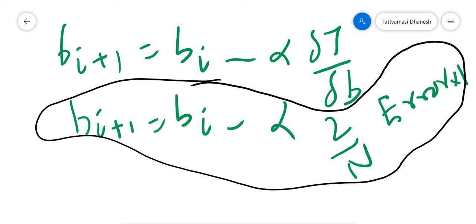Here alpha is known as the learning rate. So that's all about the mathematics of the gradient descent algorithm.